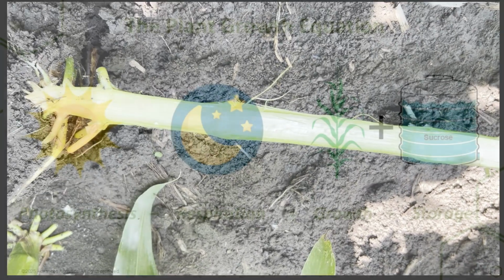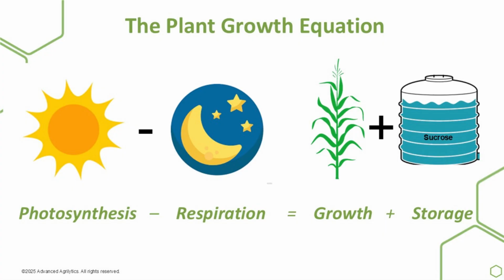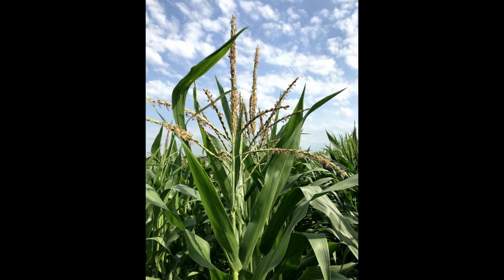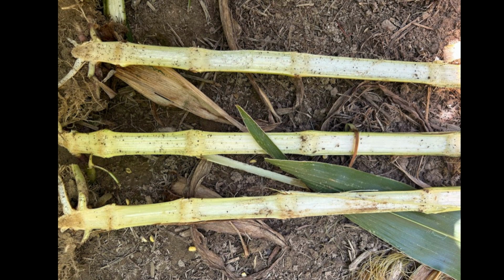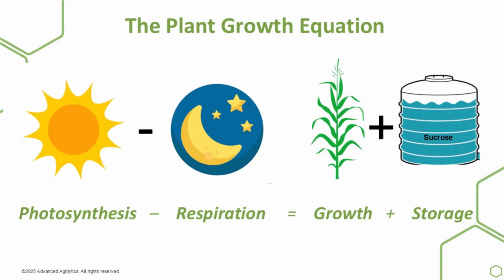But as we think about the plant growth equation and Advanced Agrilytics agronomic strategy, this is where we can start to think about, are there products that we can apply now that are going to increase our photosynthetic rate or decrease our respiration rate so that we can conserve some of this energy and put it into storage so that when we get to R1, we have a greater amount of sucrose in that plant, which we know that greater R1 sucrose levels lead to better resiliency during grain fill and a better outcome on yield more often than not.